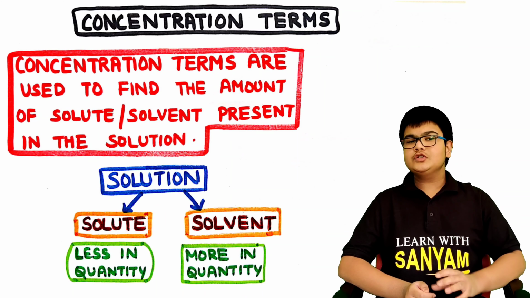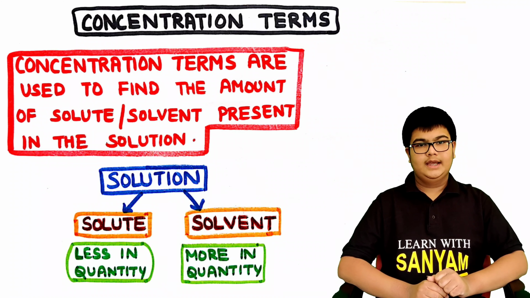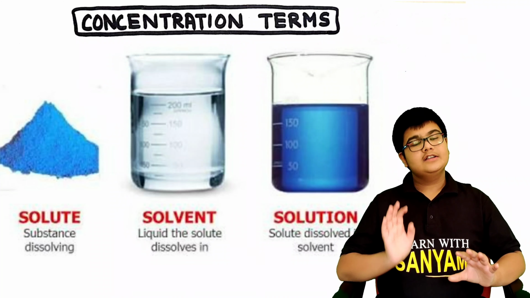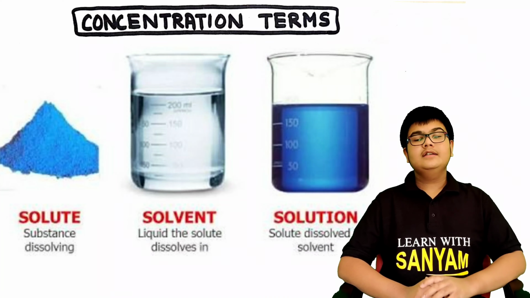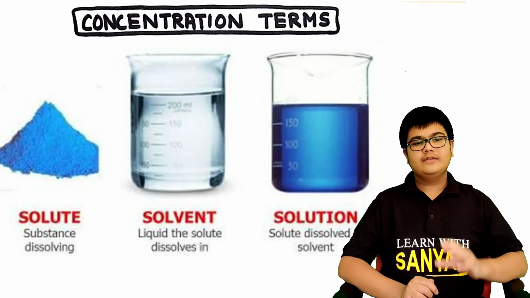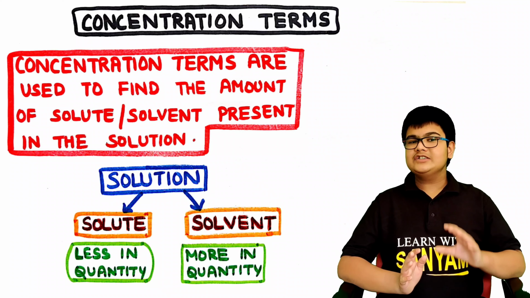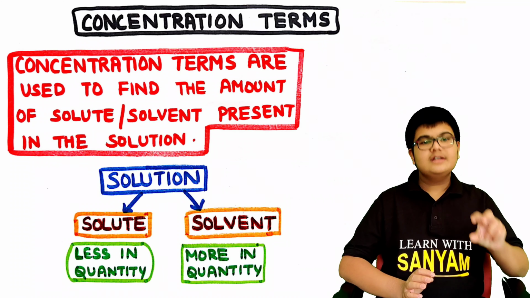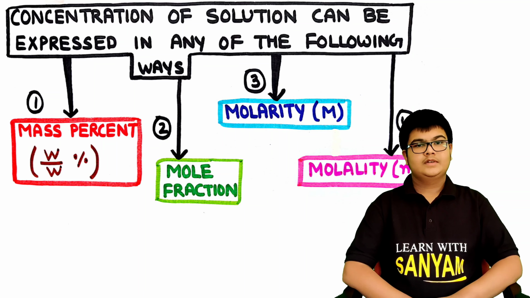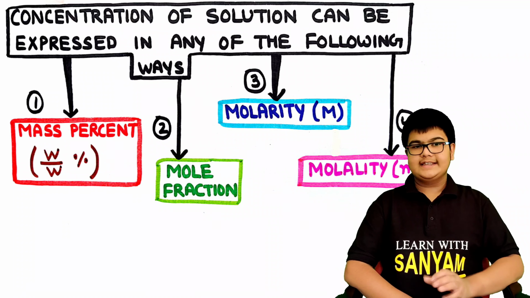Concentration terms are used to find the amount of solute or solvent present in the solution. As you know, every solution has two components, solute and solvent. Solute is the component of the solution which is less in quantity, and solvent is the component of the solution which is more in quantity. So on the basis of all these three things, solution, solute and solvent, we have various concentration terms. So concentration of solution can be expressed in any of the following ways.